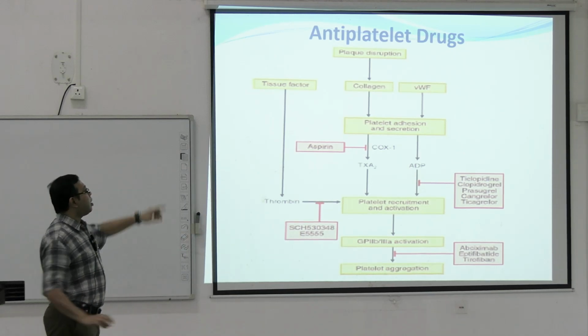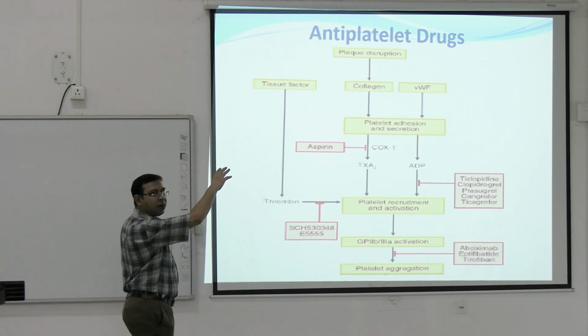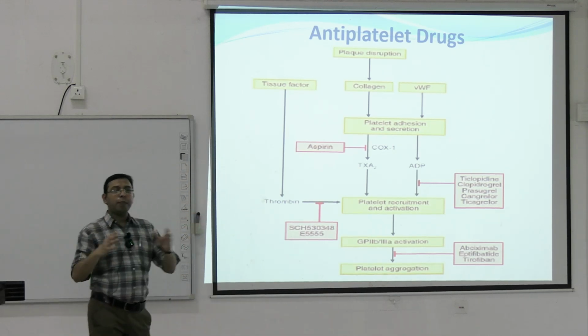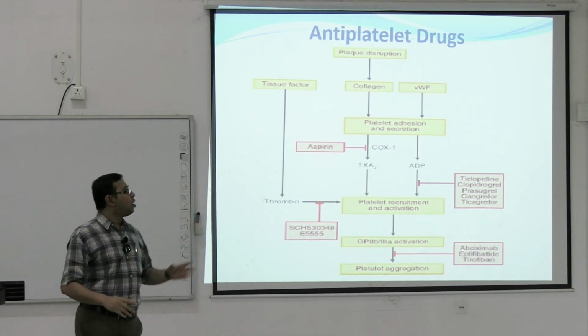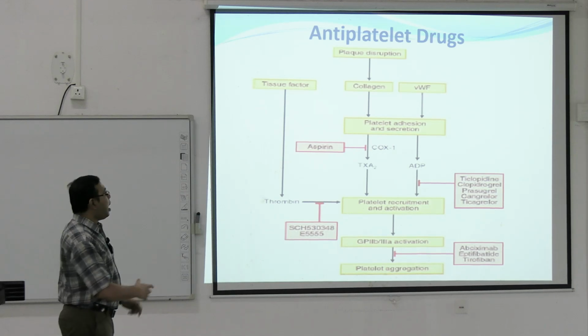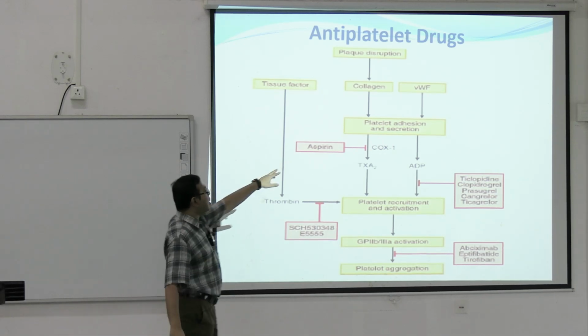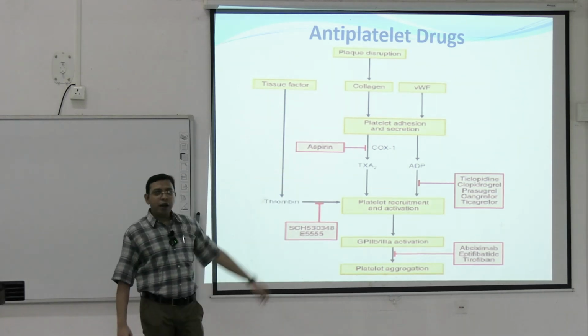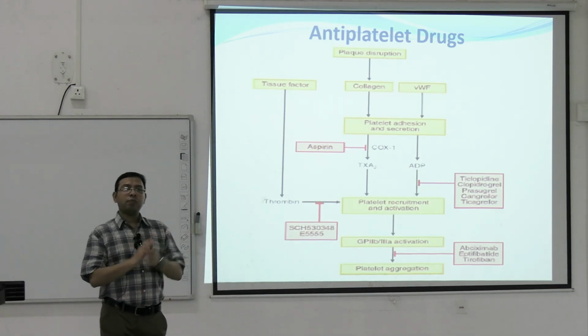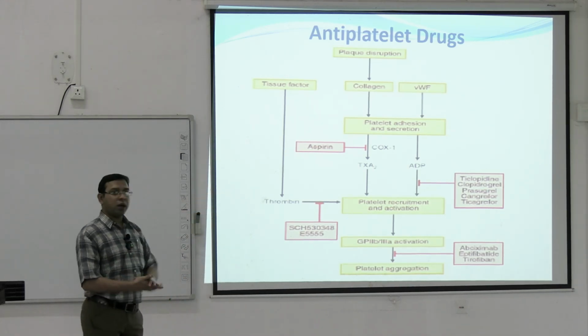So you can see the plaque when it is disrupted, it ultimately activates and attaches with the von Willebrand factor and collagen, and platelet adhesion and selection happens. Aspirin, we have already discussed the COX-1, COX-2, thromboxane A2, etc.